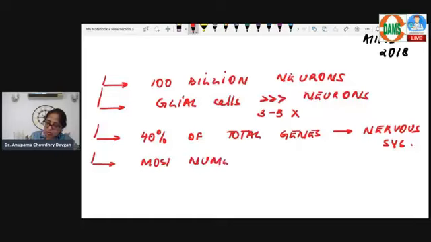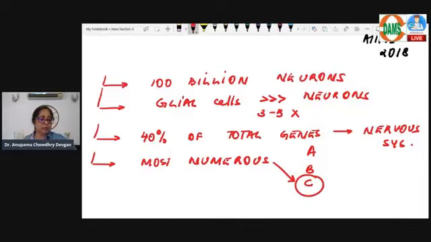Which are the most numerous? Is it going to be type A, type B, or type C? It is in fact the type C fibers which are the most numerous. So total number of neurons, 100 billion. Glial cells, 3 to 5 times the total number of neurons, much more than the number of neurons. 40% of the total genetic material is meant for the nervous system. Which neurons are the most numerous? It will be C.